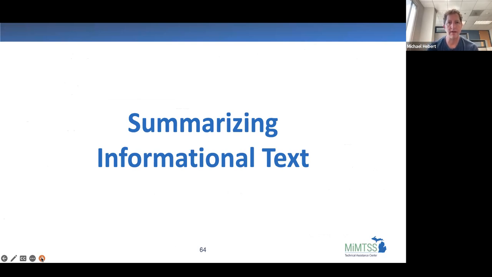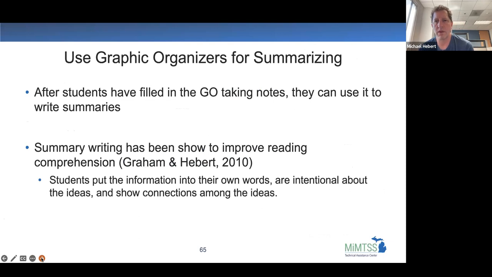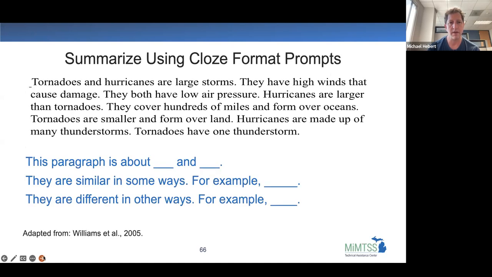That's another way to have kids write about text. After kids have filled in a graphic organizer for taking notes, they can use it to write their summaries. Again, we've shown that having kids write summaries of text can improve their reading comprehension. That happens because students put the information into their own words, they're intentional about the ideas, and they show connections among the ideas.